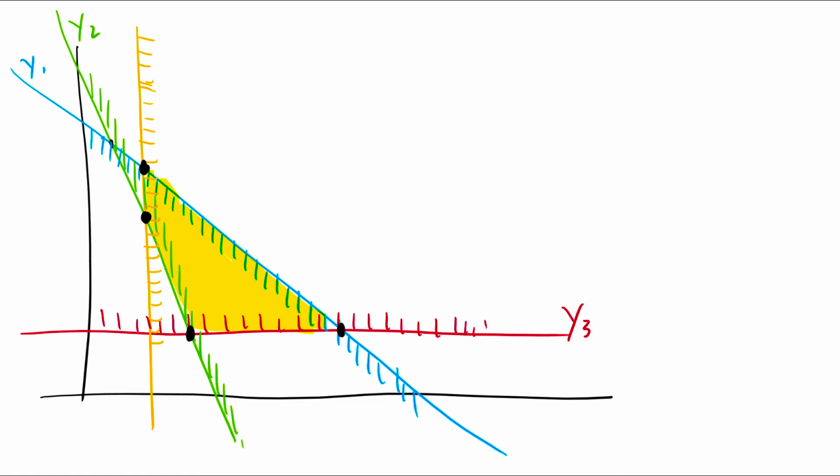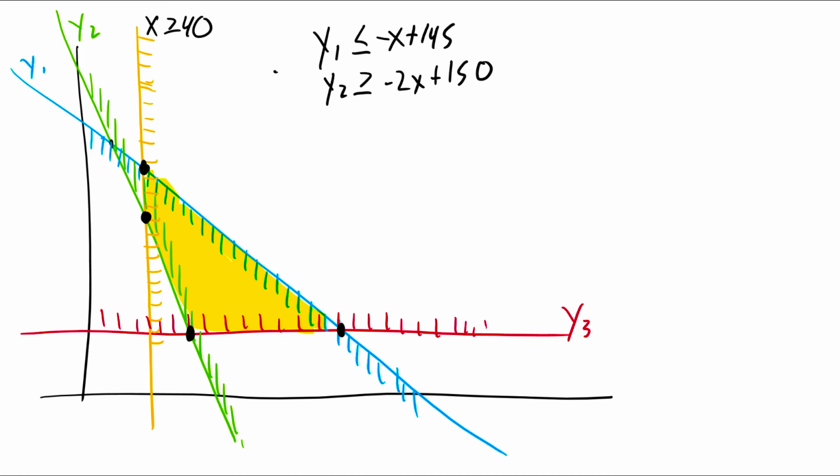All right, so let's rewrite y1, y2 real quick. So y1 was y1 is less than or equal to negative x plus 145, and y2 was y2 is greater than or equal to negative 2x plus 150. Our x line, that was x greater than or equal to 40. And then y3, that was y3 greater than or equal to 30. All right, and then let's rewrite our objective function as well. Z equals 50x plus 55y.